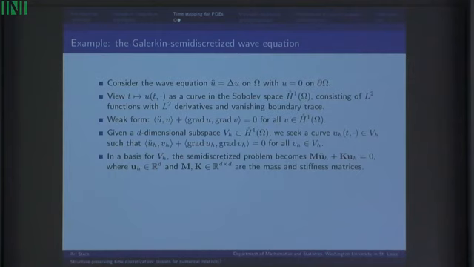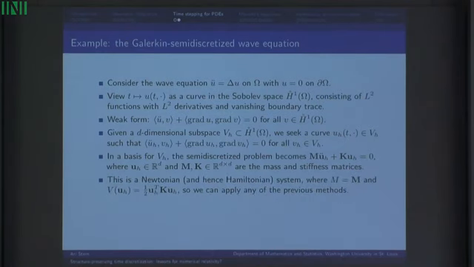Right, and if I write this in a basis, what I get is a square system of the following form. In a basis, this L2 inner product becomes a mass matrix M. This grad UH, grad VH bilinear form is represented by the stiffness matrix K, right? And I get a system in this form. So this is actually a finite dimensional Newtonian system, and therefore it's Hamiltonian, just like we saw before.